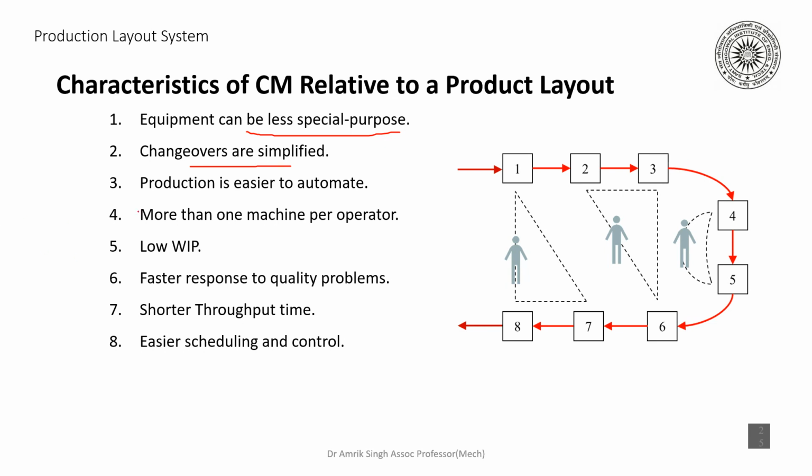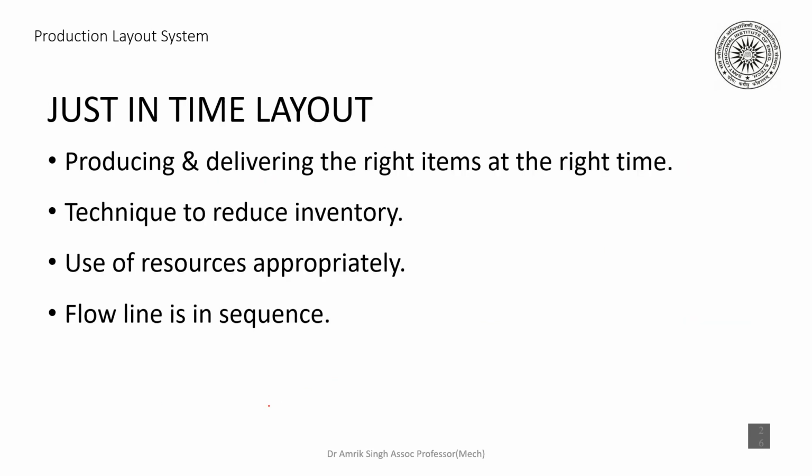The production is easier to automate. More than one machine per operator. Okay. Low WIP, that means low work in process. Faster response to the quality problems. So if the quality is not coming up, you can change the machine, you can change the operator, you can change the operations. So that flexibility is there. Shorter throughput time, that means the production time is less. Easier scheduling and control for the machines and for the people.